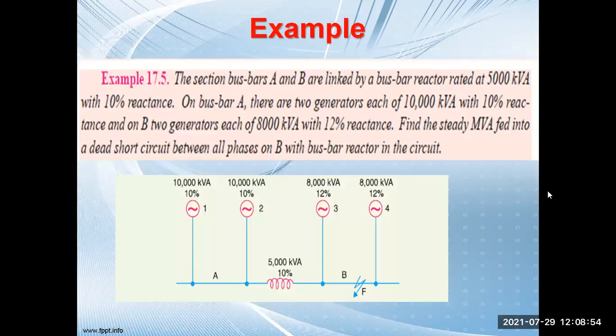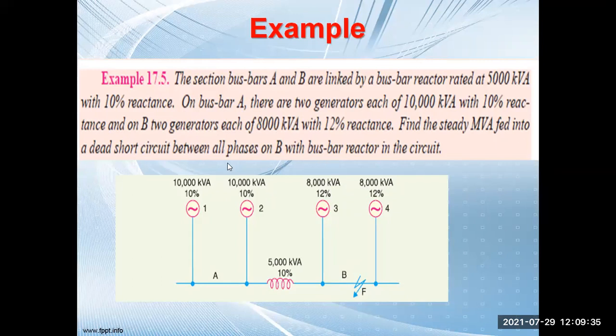Okay. The next problem: the section busbars A and B are linked by a busbar reactor rated at 5000 kVA with 10% reactance. So there is a busbar reactor whose capacity is 5000 kVA and reactance is 10%. On busbar A, there are two generators, each of 10,000 kVA with 10% reactance. And on busbar B, there are two generators of 8,000 kVA, and the reactance is 12%.